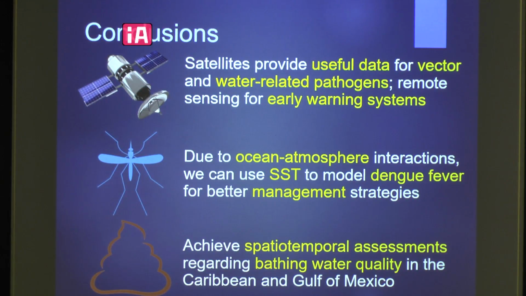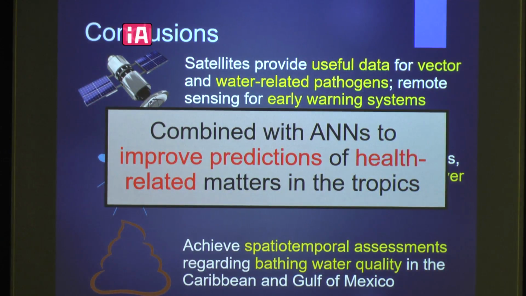We can do the same with many other parameters, looking at specific anomalies, and that can help us better understand what's going on in the entire area and how that can affect the study area or the entire coastal area of a specific location. Lastly, when you combine all of this with nonlinear modeling, in this case artificial neural networks, it can help improve predictions of health-related matters. By health-related matters, what I mean in my case was mosquito-borne and water-related pathogens. I mentioned the tropics, but this can actually be expanded to other different areas around the world.